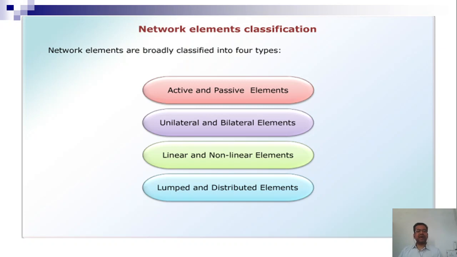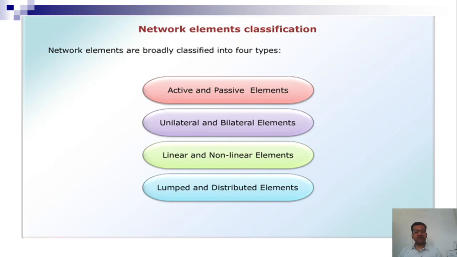Now coming to classification, how we classify the network elements. We already know that there are active and passive elements. Active elements are the voltage and current sources. The passive elements are R, L, C, which consume energy. We call it passive when it consumes energy, and active when it supplies energy.